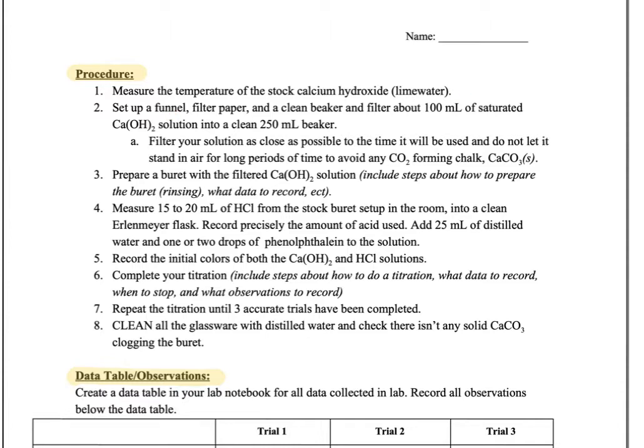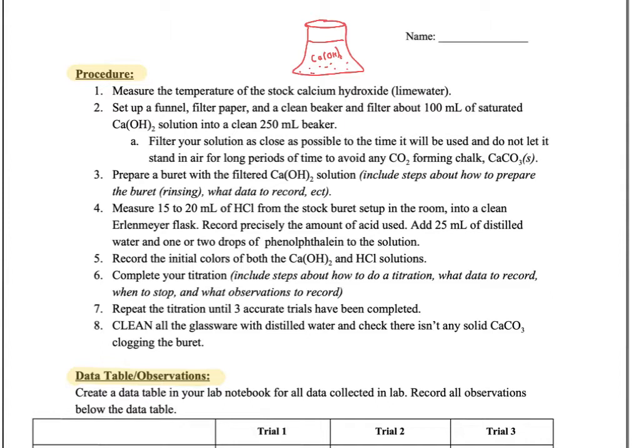Step 2, set up a funnel, filter paper, and clean beaker and filter about 100 milliliters of the saturated solution. So before we can actually do the titration, like you saw in the video, I have a solution that is essentially oversaturated. So you'll see that there's going to be a big beaker or a flask that says CaOH2, and it's going to have some cloudiness or some flakes in there because we can't have any solid in our burette and we really just care about the perfectly saturated.